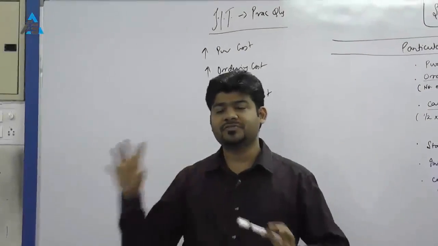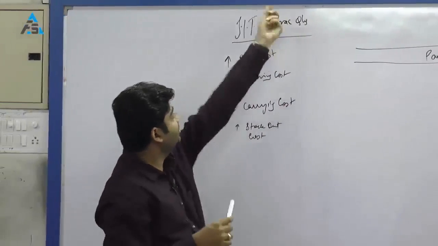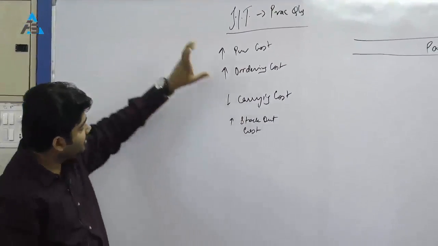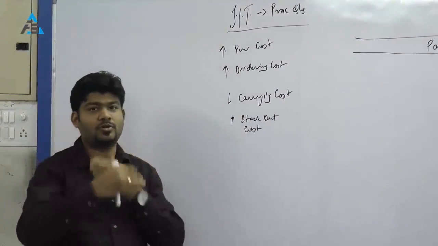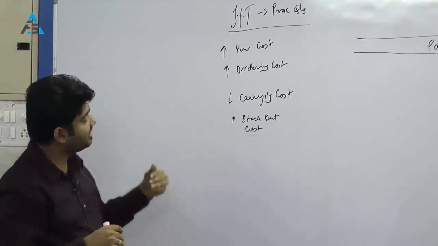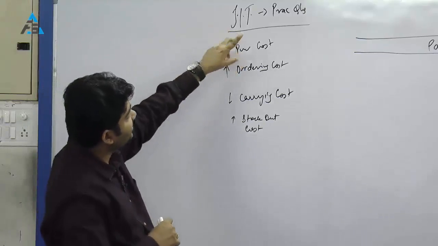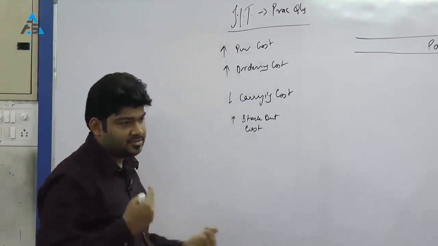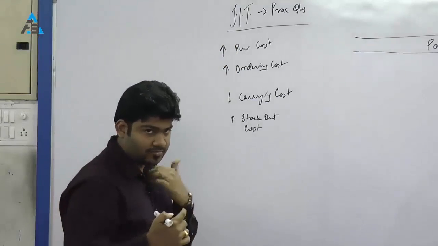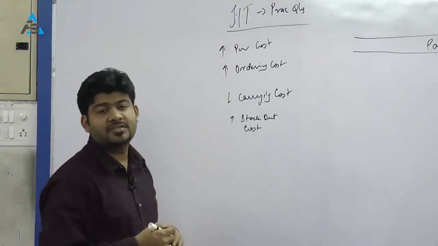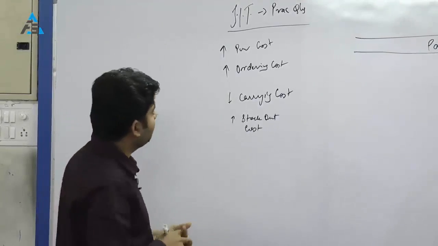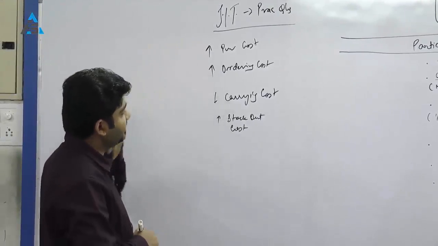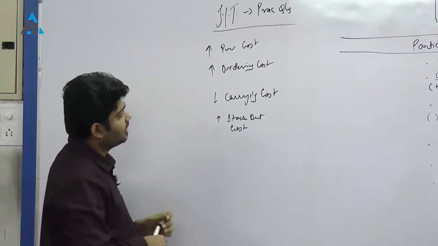Okay, now we will shift our base to practical questions of JIT, just in time. If you'll remember the theory lecture, I told you all that if you switch from your normal system of inventory maintenance to JIT maintenance, then in that case there will be certain increase in cost, there will be certain decrease in cost. That cost benefit analysis is what will have to be done, and finally we will see whether JIT is to be implemented or not. So on that note, just again briefing you up: increase purchase cost, increase ordering cost, decrease carrying cost, increase stock out cost.